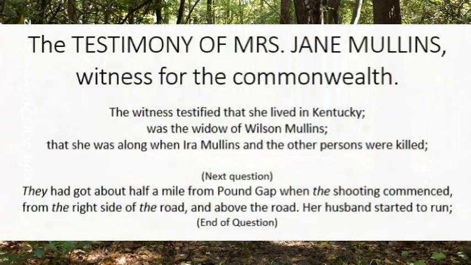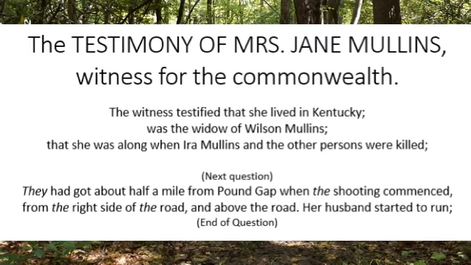The testimony of Mrs. Jane Mullins, witness for the Commonwealth. The witness testified that she lived in Kentucky, was the widow of Wilson Mullins. Next question. Answer. That she was along when Ira Mullins and the other persons were killed.